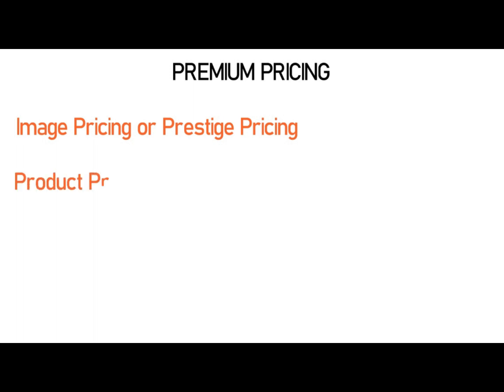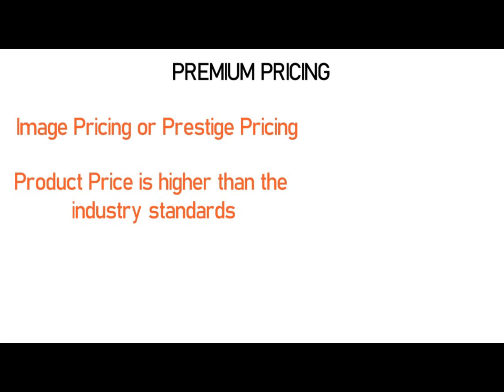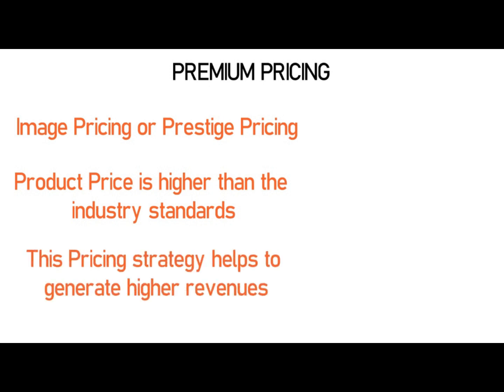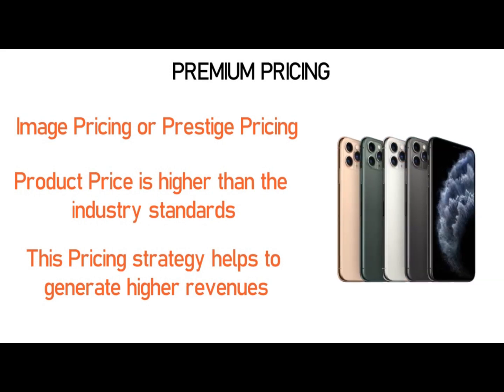So the first pricing strategy is premium pricing. This type of pricing is also called as image pricing or prestige pricing. In this type of pricing, the price of the product is higher than the industry standards or competitor products. This pricing strategy helps us to get the revenues initially when the product is launched. So example for premium pricing is Apple iPhone, which is priced premiumly.